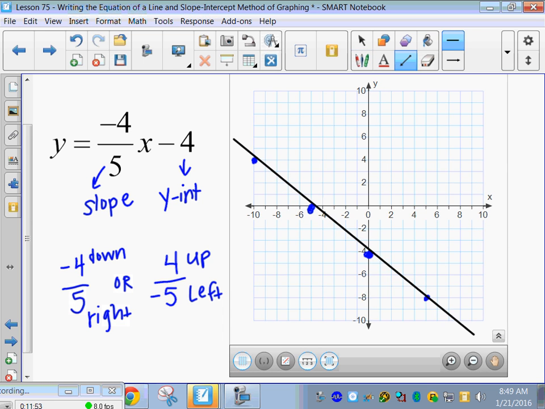Draw your line. And if we read from left to right on this graph, Andrew, am I going uphill or downhill on this graph? Downhill, so that matches with my negative slope, so I did it right. Okay?